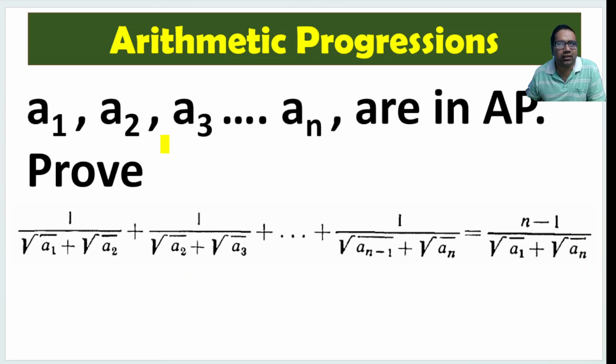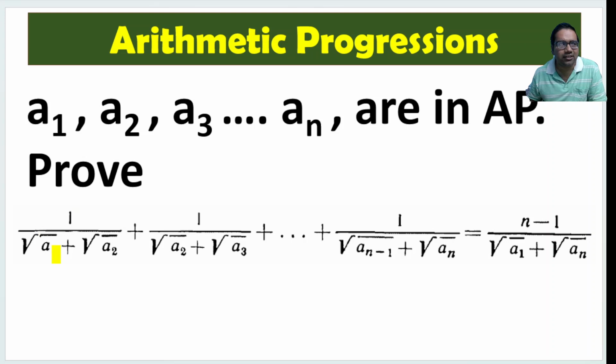Whenever we are given certain terms in arithmetic progression, we should try to use the difference of these terms. For example, a2 minus a1, a3 minus a2, or an minus a(n-1), etc. The difference is constant. We should try to use that. But in these terms, there is no a2 minus a1 or a3 minus a2. So we have to convert this into that format so that it becomes easy for us.